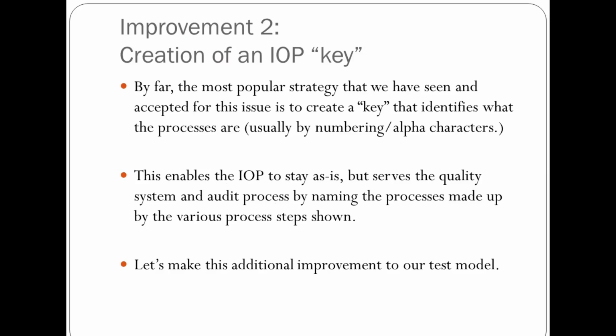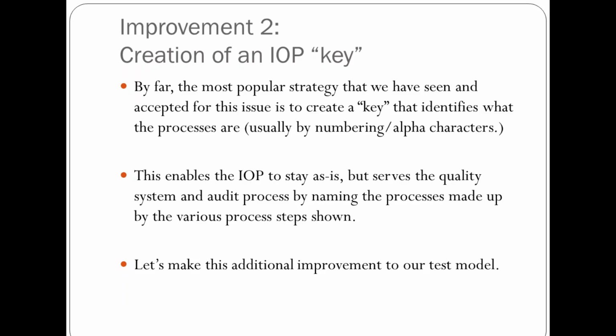Now, our second improvement to this is going to be to create a key, an IOP key. And this is the most popular strategy that we've seen and accepted for this type of issue, where we have an organization with an IOP that they want to keep, something that they've had for a long time that they feel is effective. They will input a key, and say, okay, this is how I'm going to flag what my processes are. Now this can be done in a number of ways.